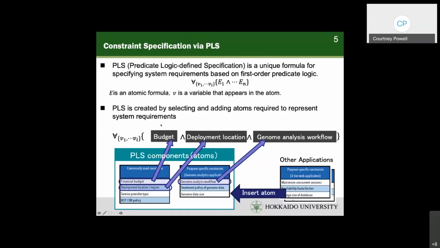For example, at the bottom, you see where we have a PLS and its components. So here we have financial budget, and we have deployment location, and we have the type of workflow or type of application. And we can easily add other applications or constraints by just creating a corresponding atom for those conditions.